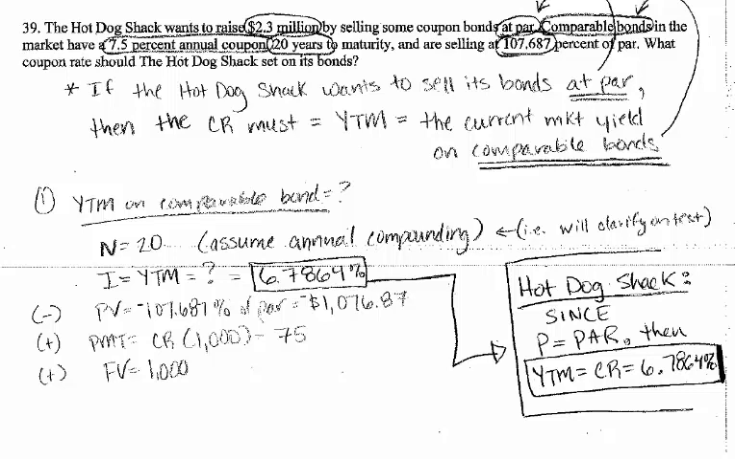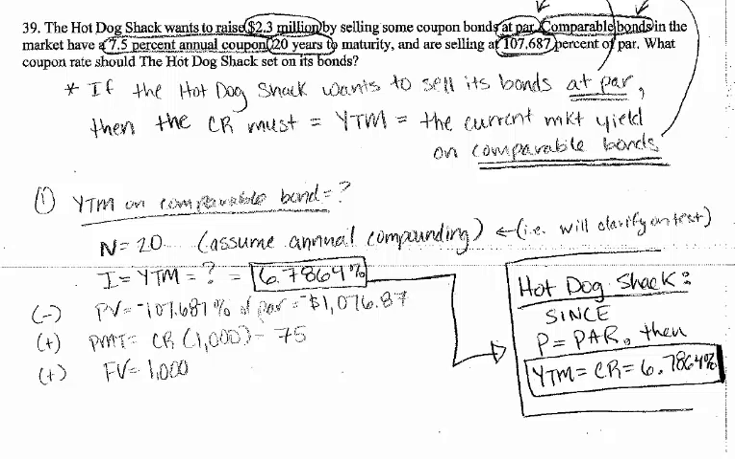So comparable bonds in the market have 7.5% annual coupon rate, 20 years to maturity, and are selling at 107.687% of par. What coupon rate should the Hot Dog Shack set on its new bonds? Okay, very easy problem. All we got to do is solve for I, and we're done, right?